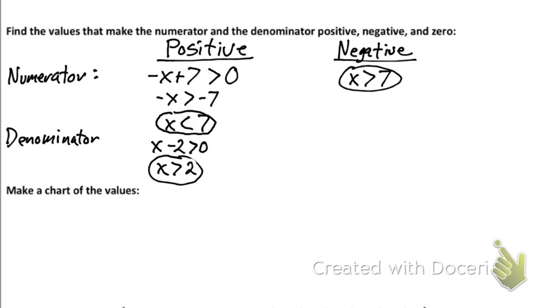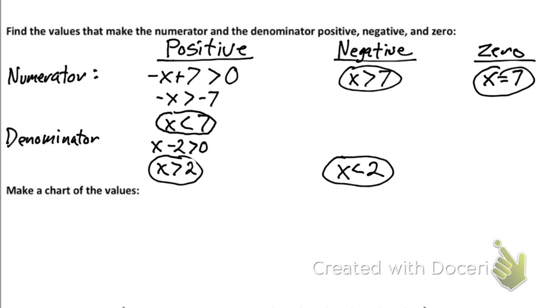And so our denominator, if it's bigger than 2, it's positive. Then it must be when it's less than 2, it is negative. Finally, we'll look at where it's 0. That's going to be that changeover point, right? This is going to be where x equals 7. And this is going to be where x equals 2. So you really just have to find one of these columns, and everything else is the opposite or in between.